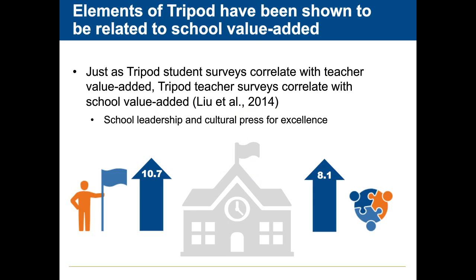A 2014 REL Midwest study focused on whether incorporating the Tripod Teacher Survey into an existing principal evaluation model improved the model's ability to explain variation in schools' average value-added achievement gains. And what they found was that 2 measures specifically, school leadership and cultural press for excellence, which falls underneath the school-wide academic press component or measure, did correlate with school value-added scores. The measures showed a statistically significant positive relationship with school-level achievement growth and improved the link between the principal evaluation ratings and the school's achievement growth in their math reading composite scores.